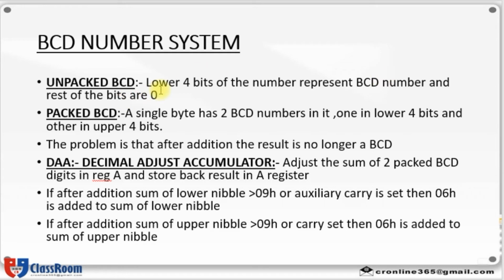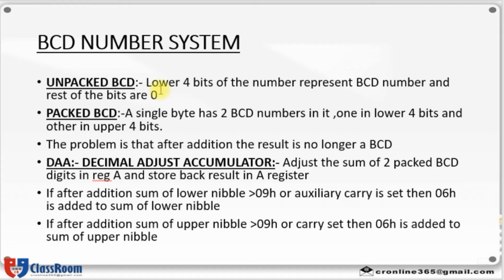For example, if you have a value of 54, then by using unpacked BCD, you will get only 04. That means the lower 4 bits of the number represent the BCD number. Here I have taken the example 54. The lower 4 bits, that is 4, will represent the BCD number and the rest of the bits are 0. So you will get the result as 04.